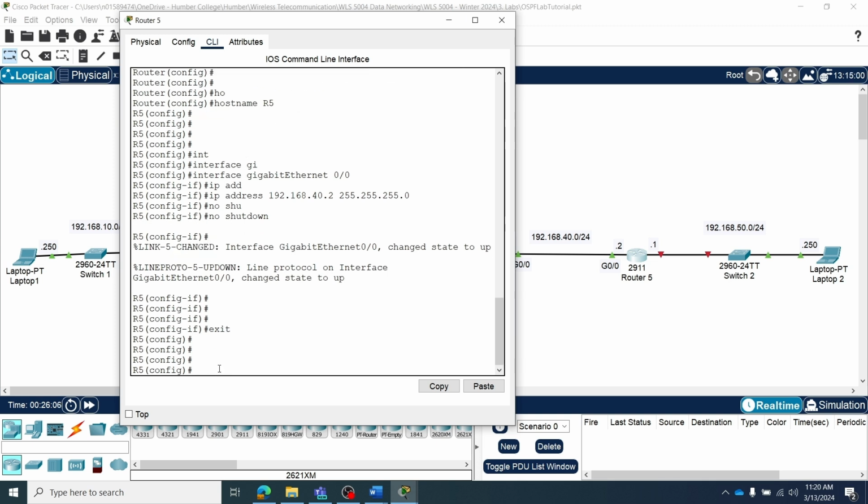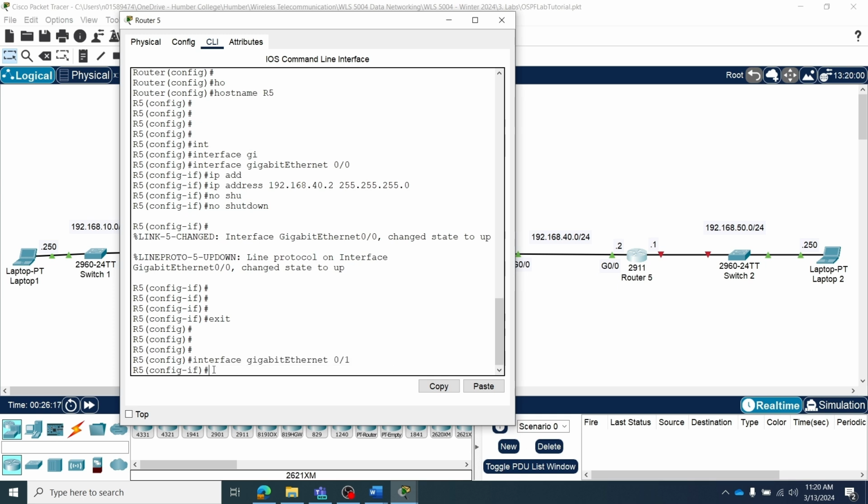Let's configure gigabit Ethernet 0/1. So interface 0/1, then IP address 192.168.50.1.